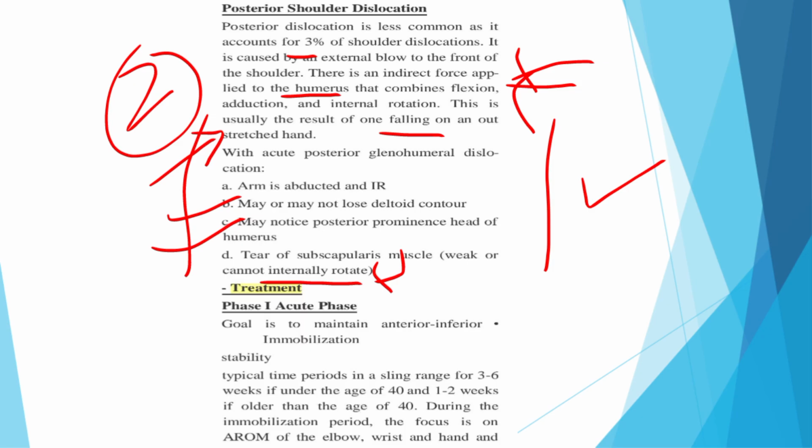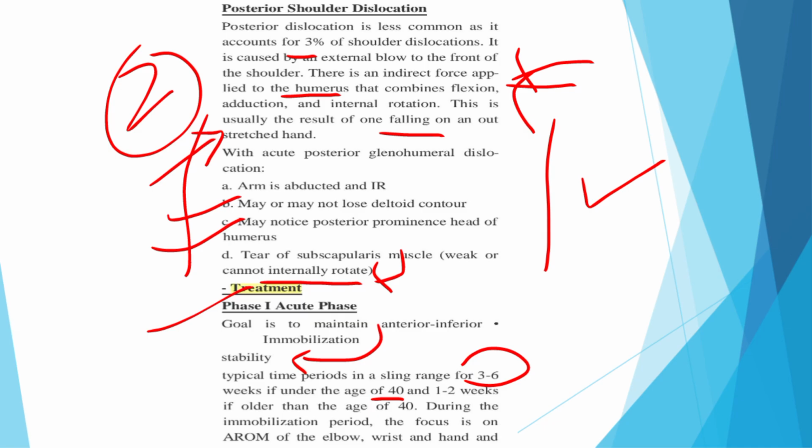And next we will discuss the treatment. Treatment has phases. In phase 1, the acute phase, the goal is to maintain anterior inferior immobilization for stability. Typical time in a sling ranges from 3 to 6 weeks. If under the age of 40, we can go for 3 to 6 weeks of sling, and 1 to 2 weeks if older than 40.